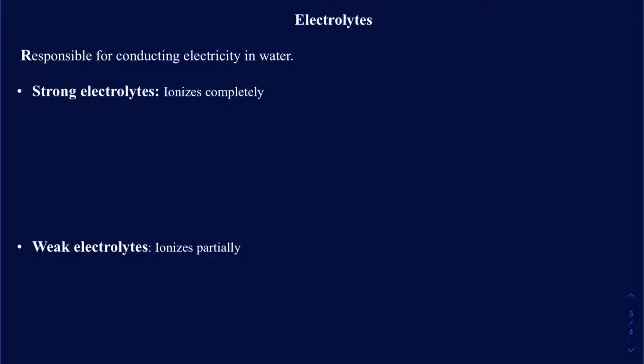So the definition, starting out with strong electrolytes, is going to be the one that ionizes completely. So what that really means, if I have a compound, let's say AB, when I dissolve that in water, it's going to completely ionize into the ions. So it could very well make A plus aqueous and B minus aqueous.